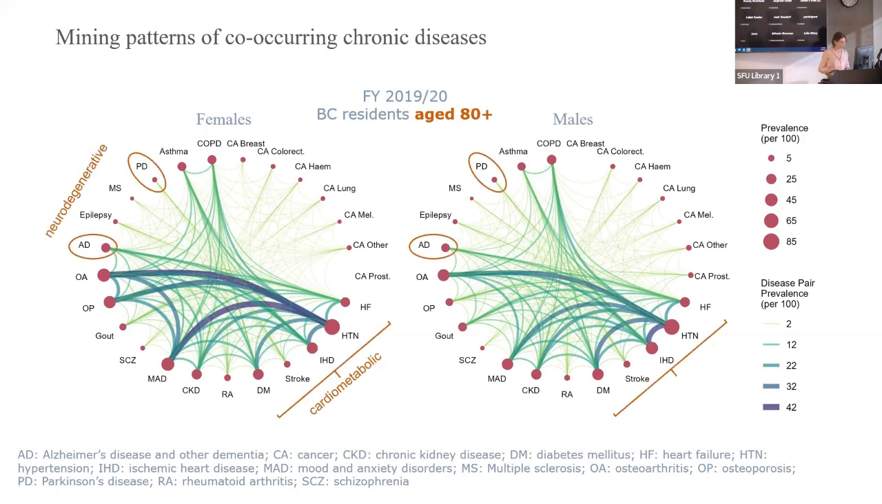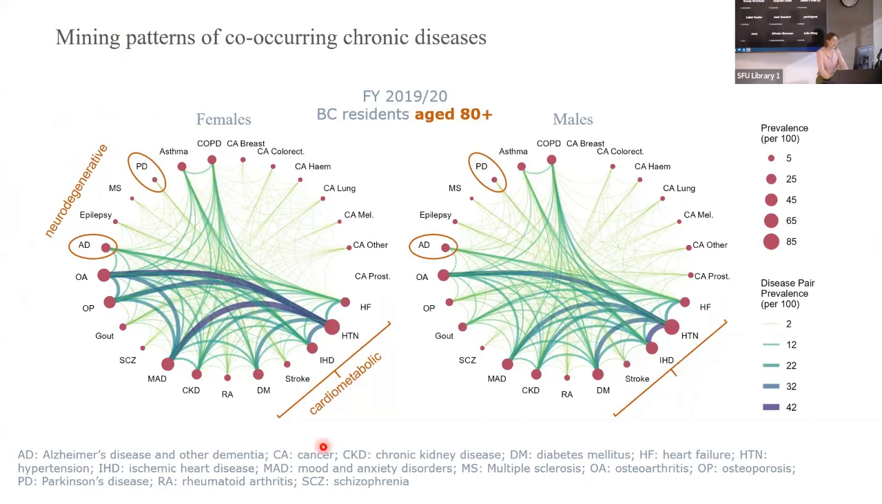So I'll just orient you here a little bit. We have, for instance, our cardiometabolic diseases all arranged together here: heart failure, hypertension, ischemic heart disease, stroke, and diabetes. And then we have some neurodegenerative diseases to highlight up here, so Alzheimer's and related dementias and Parkinson's.